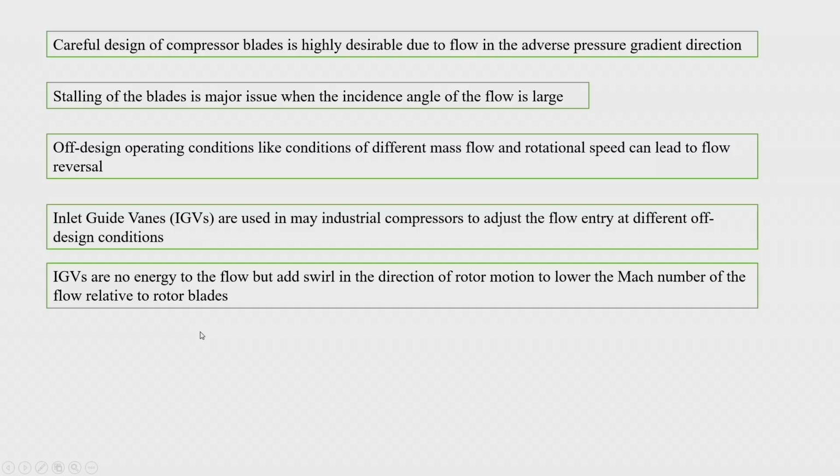But inlet guide vanes do not add any energy, they are again stators, but they add swirl to the compressor flow such that the velocity in the direction of the rotor increases, so as to have a lesser relative angle with respect to the rotor. So, these would help us to go with very high speed of the rotor.